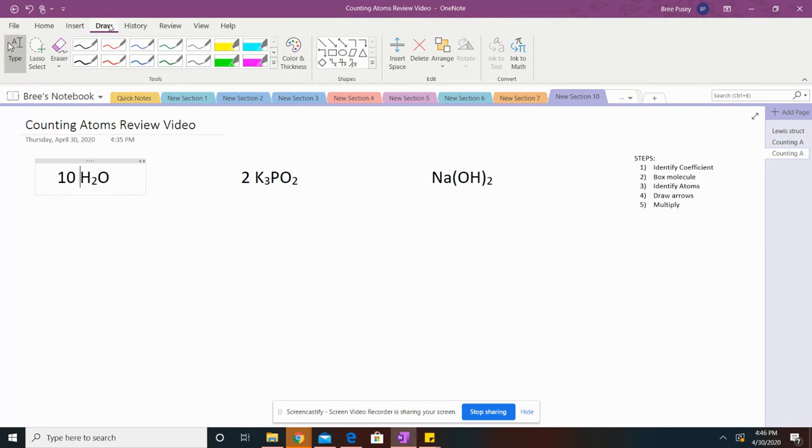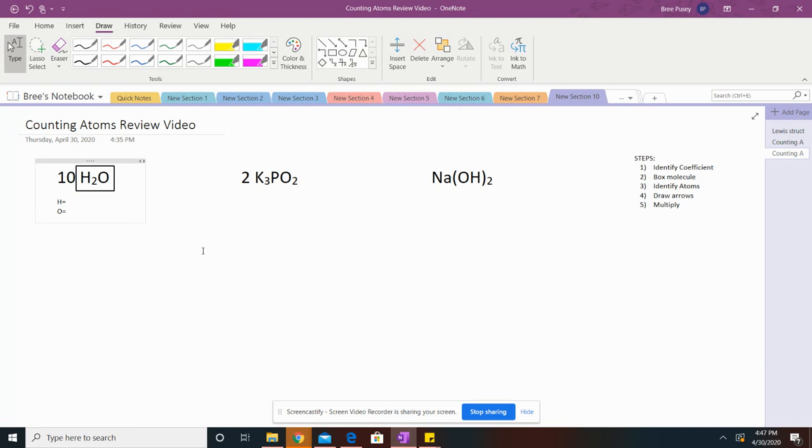Now I want to put a box around the molecule, so I remember that everything gets multiplied by 10. So there we go. Great. And now I want to go to my chart. Step 3, identify what atoms are present. Okay, so I see I'm starting with a capital H. There's definitely some H atoms. After that, I see a capital O. There's definitely some O atoms. And that's all I've got.